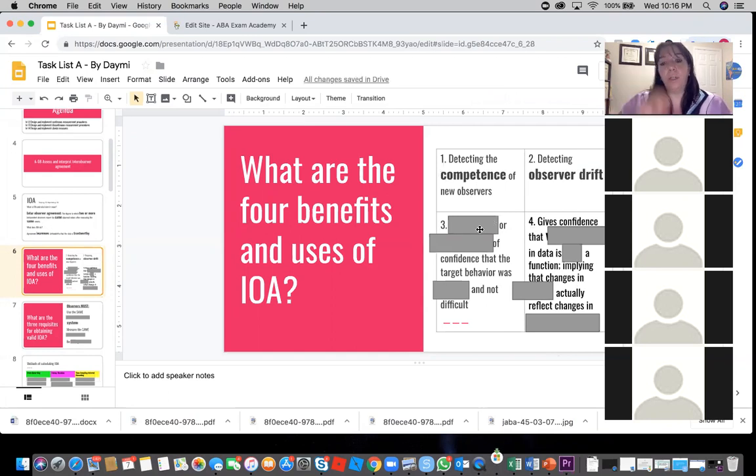So then the third one is, these are a little bit more complicated, but it's blank or blank of the confidence that the target behavior was. Let's start off with those. These two are kind of like the definition.